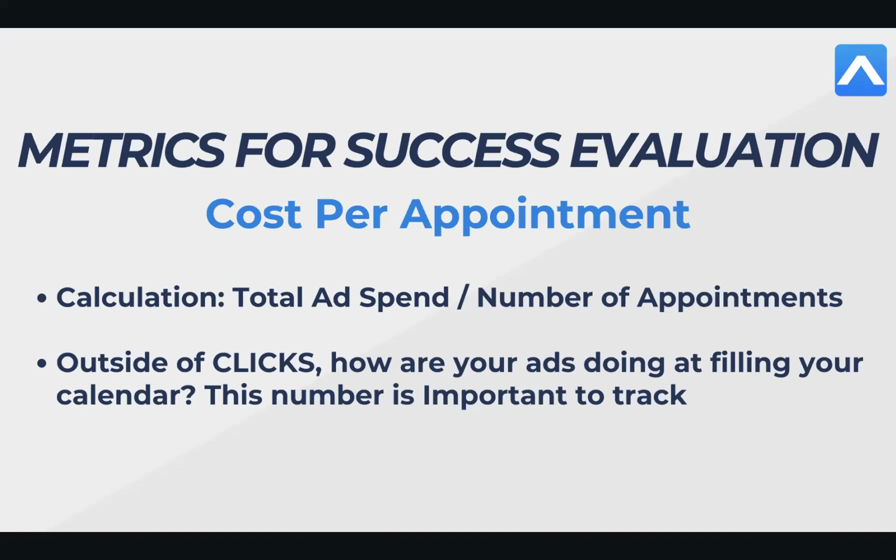And so I got two here. One is cost per appointment. This is the calculation of total ad spend divided by the number of appointments that you were able to generate from that specific campaign or that ad. Outside of clicks, how are your ads doing at filling your calendar? This number is super important to track.